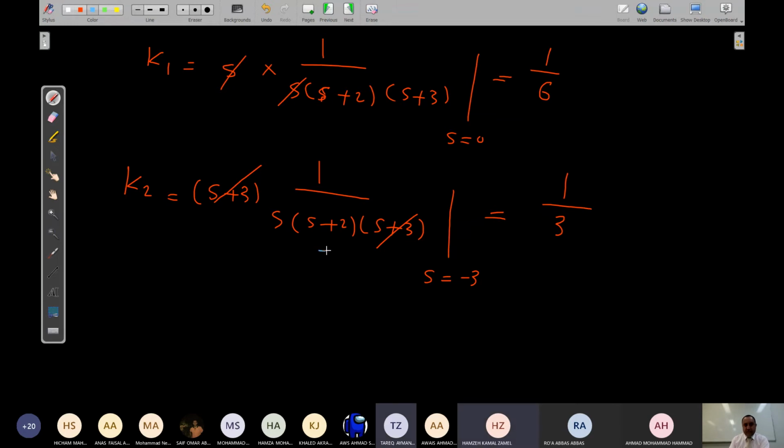The resultant here is minus 1. The resultant here is minus 3. So if I multiply, this will be equal to what? 1 over 3, not minus 1 over 3.